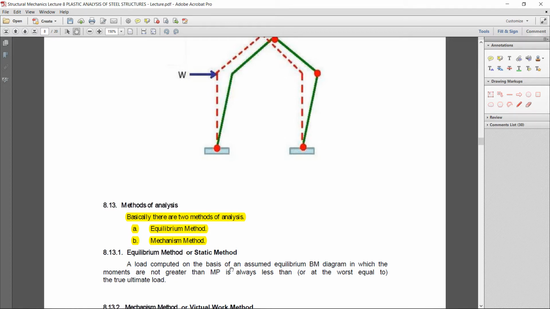A load computed on the basis of an assumed equilibrium bending moment diagram in which the moments are not greater than Mp is always less than or, at the worst, equal to the true ultimate load. There may be a chance that it is equal at the worst, but it is always less than the plastic moment.